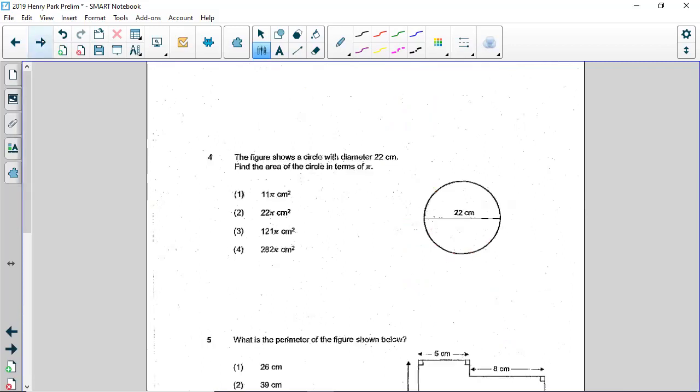Okay, question number 4. The figure shows a circle with a diameter. Diameter is what? It is a line that cuts a circle in the middle, right? A line that cuts a circle into 2 parts. That's your diameter.